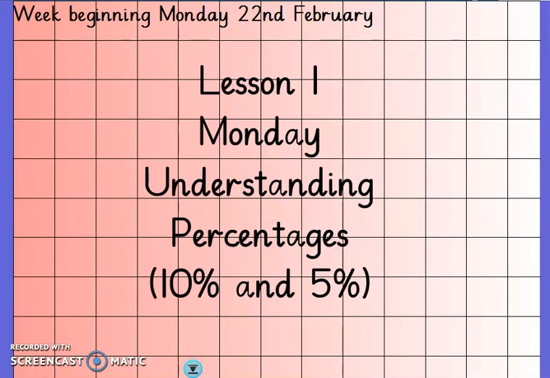Our first lesson is about understanding percentages. Now, we're mainly going to focus on 10%, but for some other challenges as well, you'll be looking at 5% of a number as well.